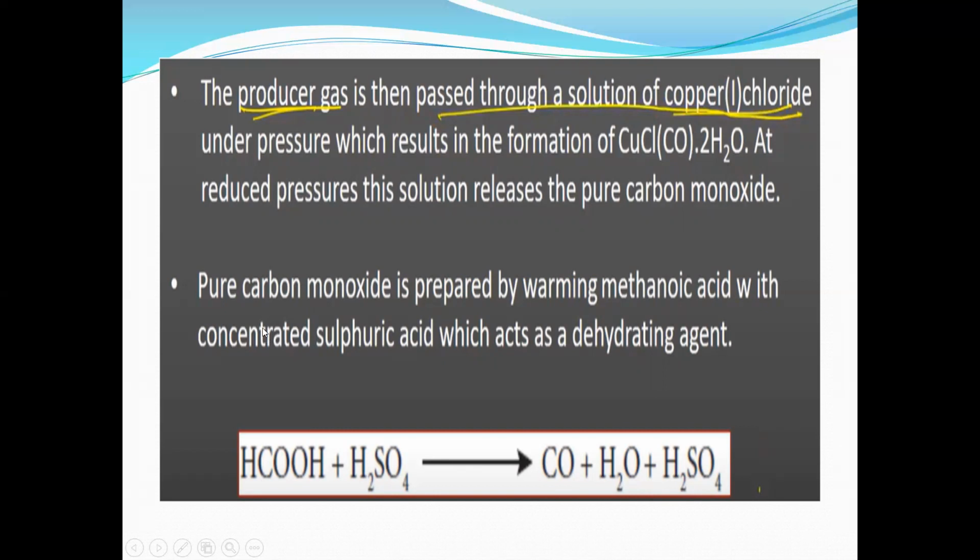So next one is the pure carbon monoxide prepared from the methanoic acid. Methanoic acid we also call the formic acid, HCOOH. We need to mix that formic acid with sulfuric acid. Here sulfuric acid acts as the dehydrating agent. Dehydrating agent means removal of water from the compound. So the water molecule is removed from the formic acid. So finally we are getting the CO, H2O and the H2SO4.